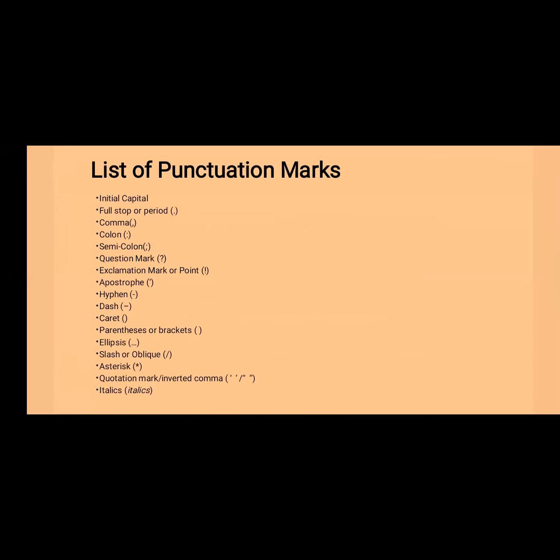Now, there are many punctuation marks in the English language. So we have the initial capital, the full stop or period, the comma, the colon, semicolon, question mark, exclamation mark or point, apostrophe, hyphen, dash, caret, parenthesis, ellipsis, slash or oblique, asterisk, quotation mark, inverted comma, and italics. Now, these are different ways by which we can punctuate a particular sentence, statement or expression. So for today, we would only take the first three because of time. By God's grace, we continue tomorrow.